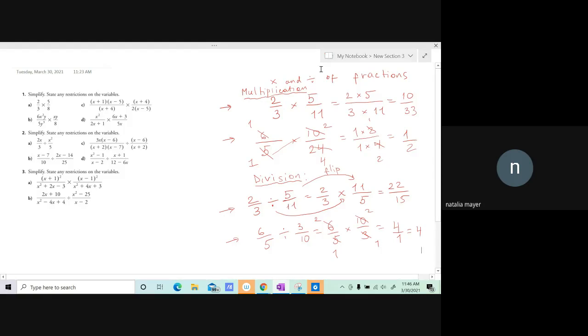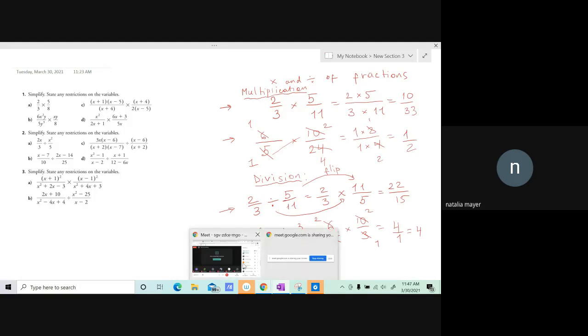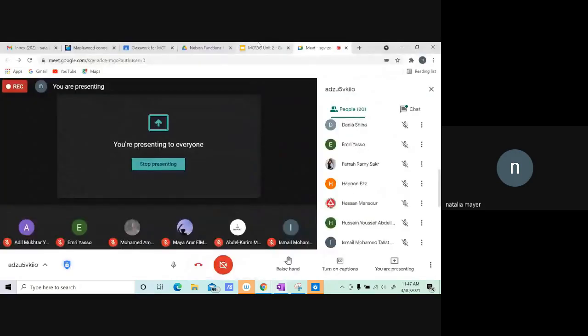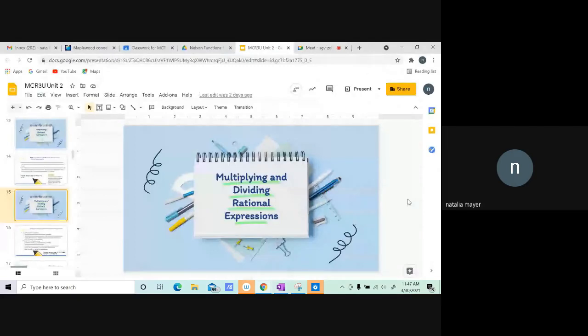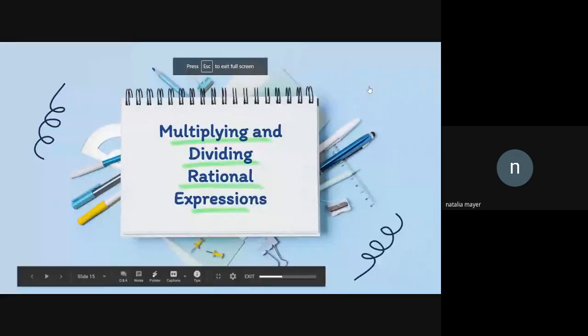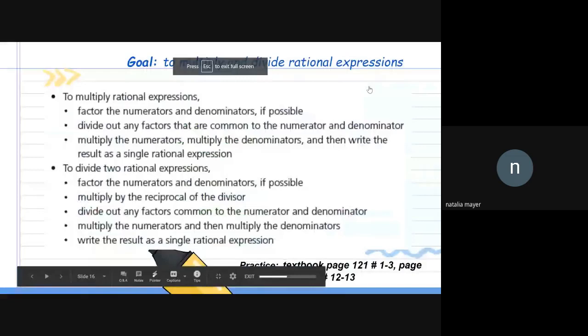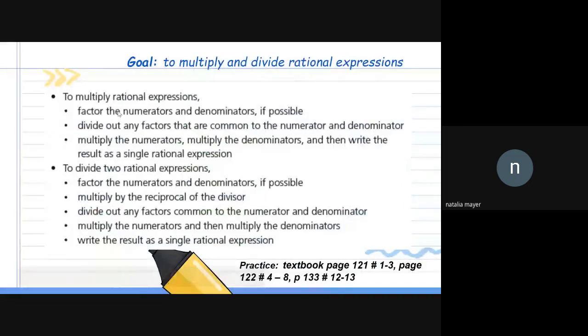So this information, or this skill, I would say, which you hopefully gained in elementary school, is crucial for today's lesson, because today we are going to multiply and divide rational expressions. Basically, to multiply and divide rational expressions, you will always need to first factor the numerator and denominator, which is exactly the same thing we were doing yesterday.